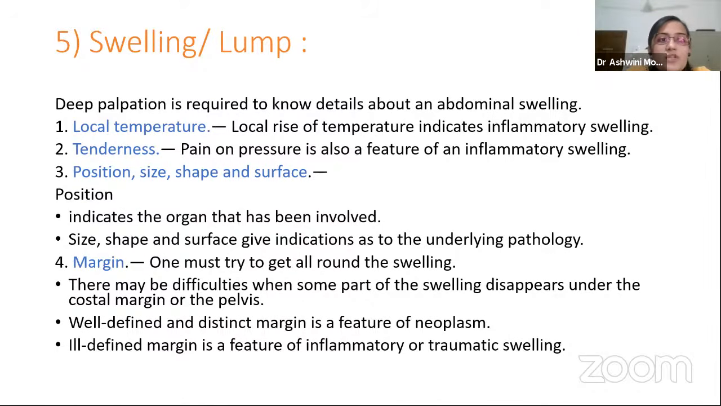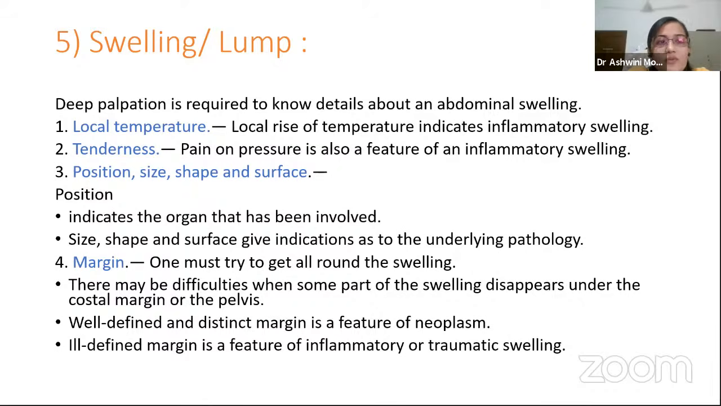In deep palpation, first of all, for the temperature, it is not necessary, but for the tenderness, position, size, shape, and margin of that swelling or lump, we have to do a deep palpation. Local temperature we have to examine by comparing with another region of the abdomen, that is, whether the skin has a higher temperature than the other part of the abdomen or not, to rule out whether it is an inflammatory or a normal swelling. Tenderness: if pain on pressure is felt, then it will be an inflammatory swelling.